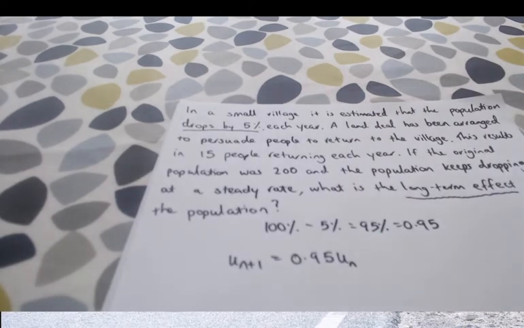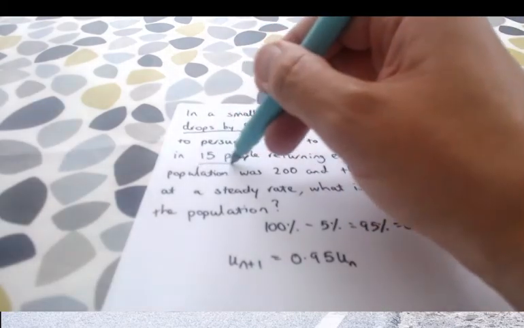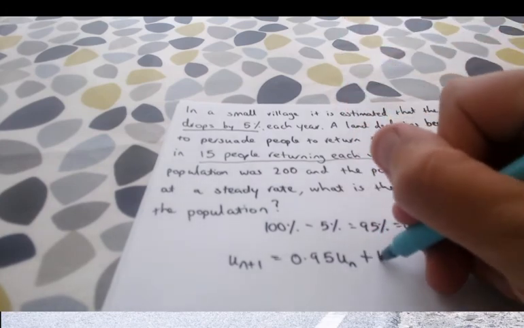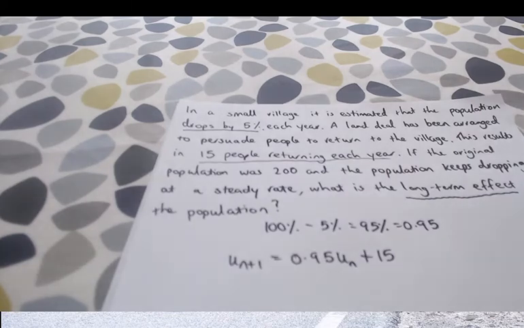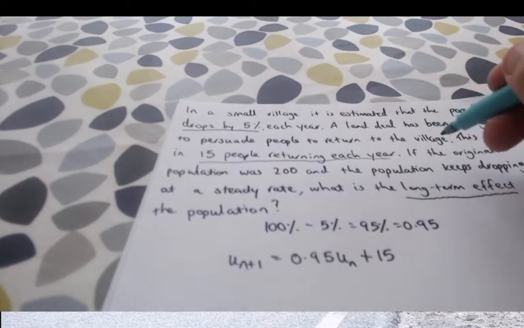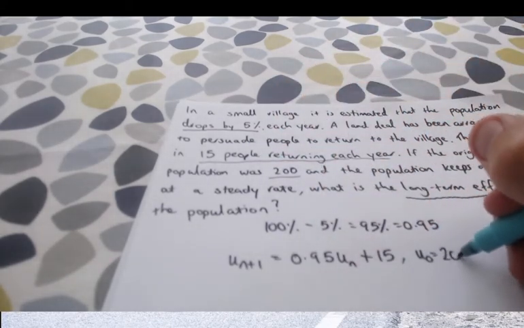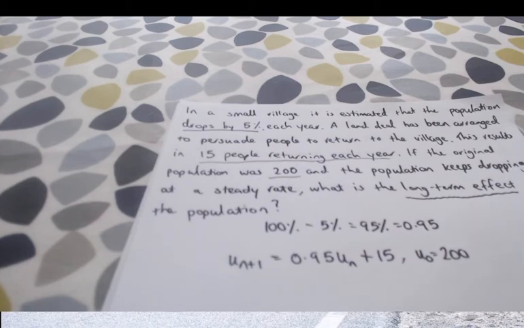And now I'm going to go back into the question and see if I can find out what the add or takeaway bit is. This results in 15 people returning each year. So in terms of how many people live in the village, every year I should add on 15. And then I want to check if they've told me what u0 is. If the original population was 200, u0 equals 200. I have set up my recurrence relation.